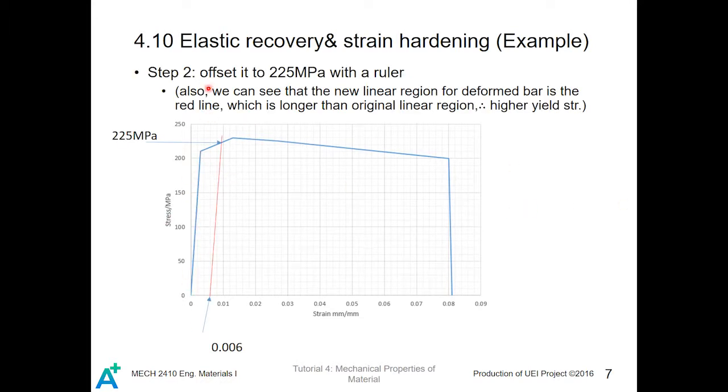Step 2, we offset it to 225 MPa with a ruler. And in this way, we can find the permanent strain value. And also, we can see that the new linear region for the deformed part is the red line, which is longer than the original linear region, which means that it will produce a higher yield strain value after the deformation.